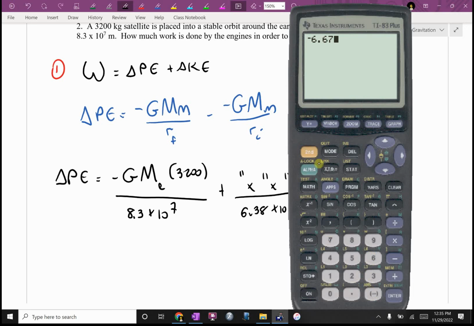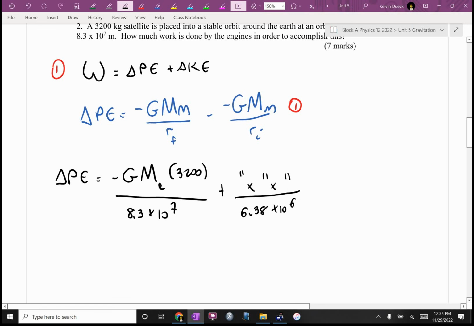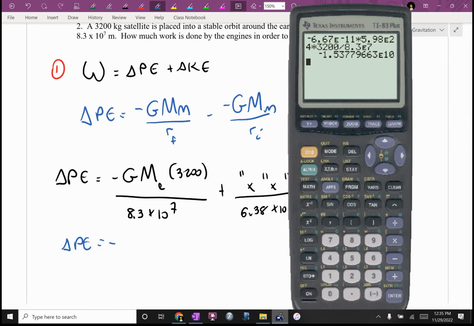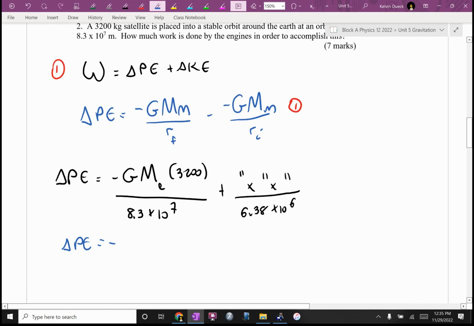Negative 6.67 times 10 to the negative 11 times 5.98 times 10 to the 24th times 3,200 divided by 8.3, scientific notation button 7. Did I make a typo? Don't think so. For the first term, did you get negative 1.5378 times 10 to the 10th? People nodding? Because I make typos on this too. Negative, what did I say? 1.5378 times 10 to the 10th.